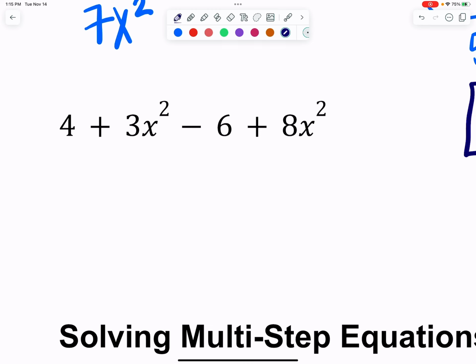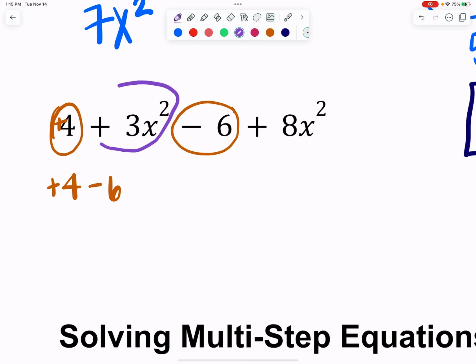I'm going to jump in. I'm going to pick one to start with. I'm going to start with the 4 because it's in front. I don't have a better reason than that. Notice this is a +4. The only other constant I have is the -6. So I have a +4 and a -6.